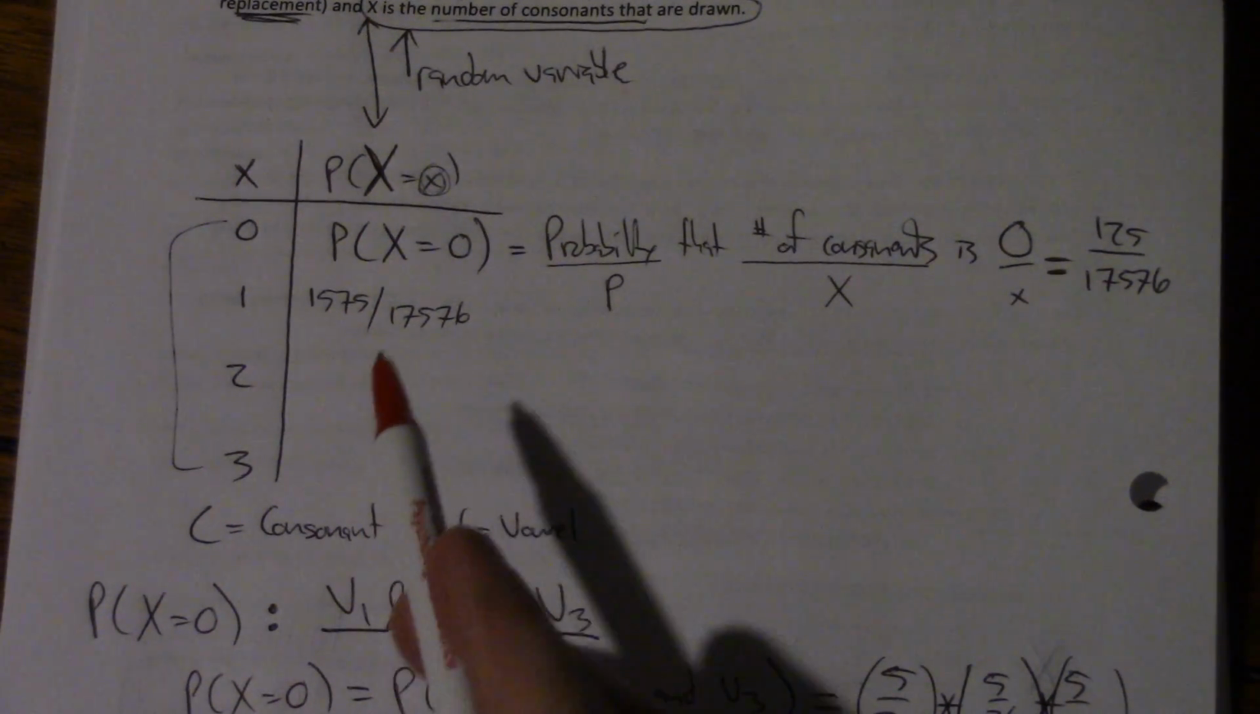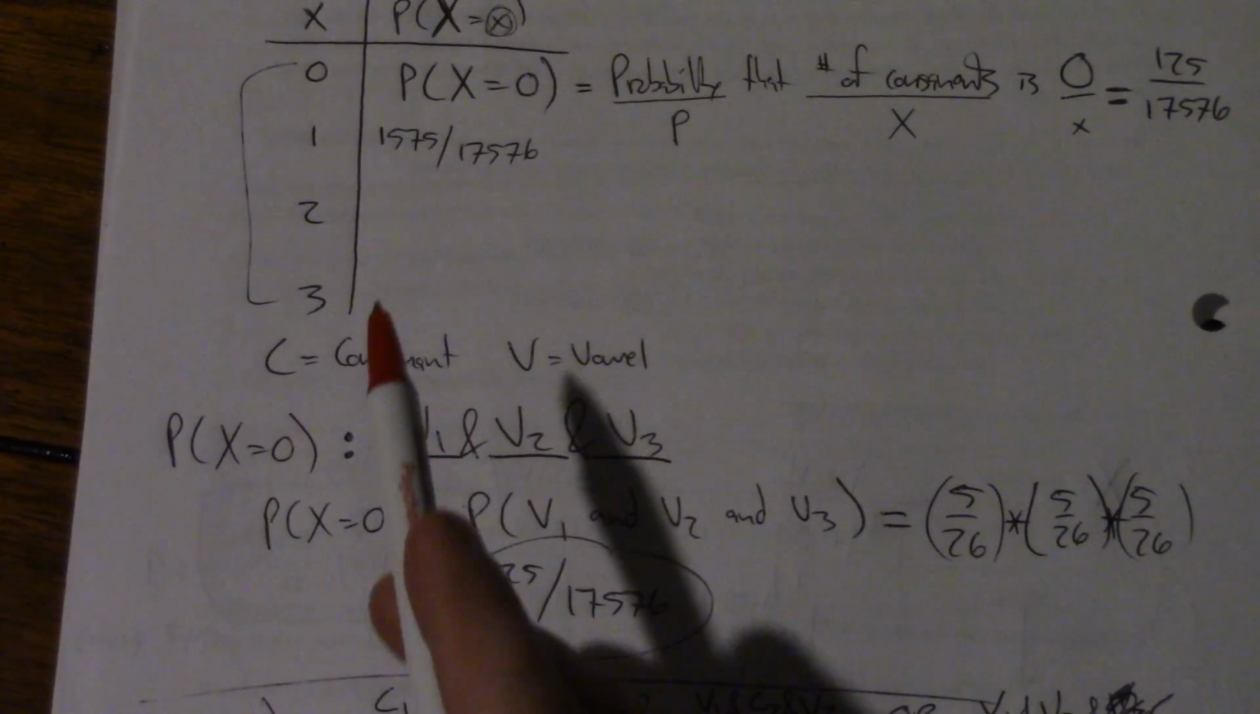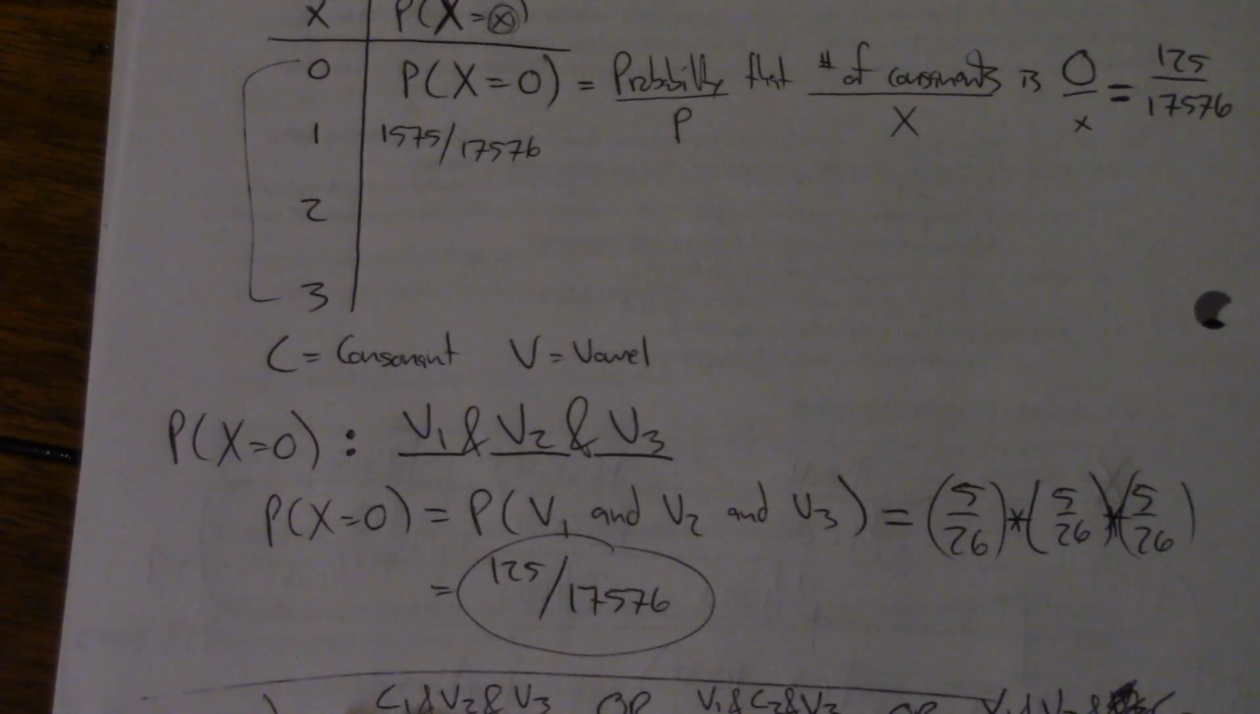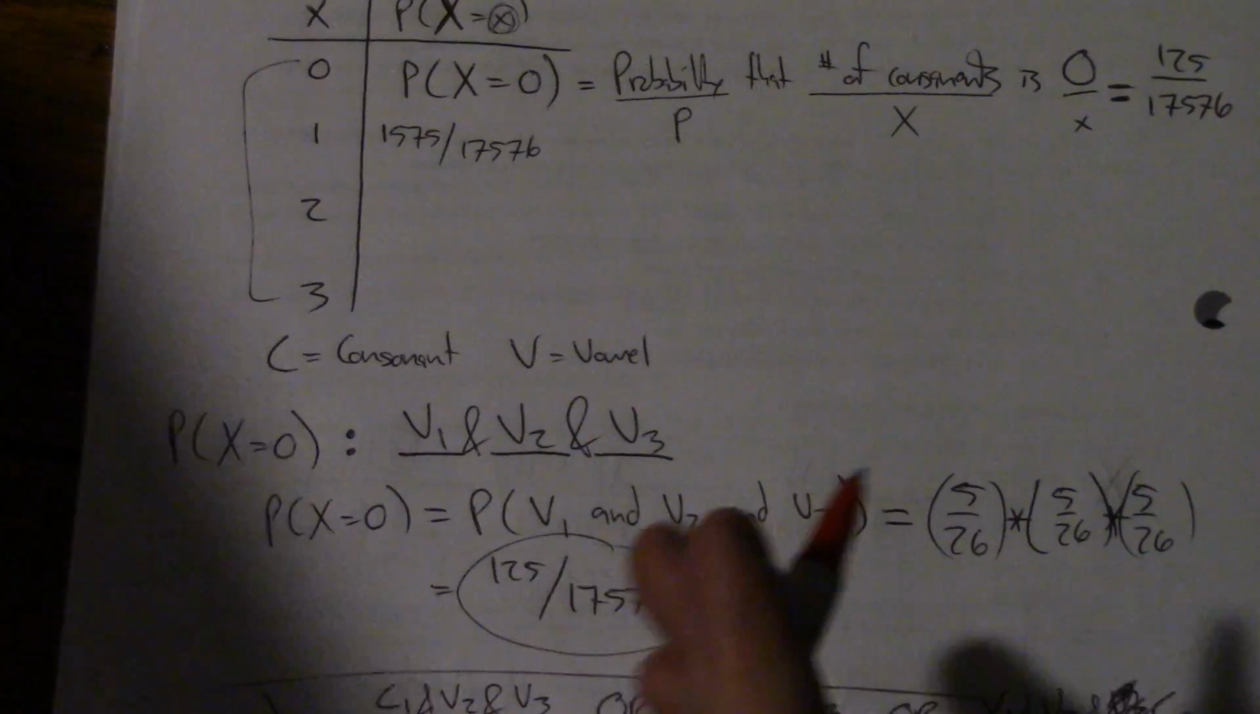So then we'll just continue the same ideas for the remaining two probabilities. But I'm going to have to use a different piece of paper.